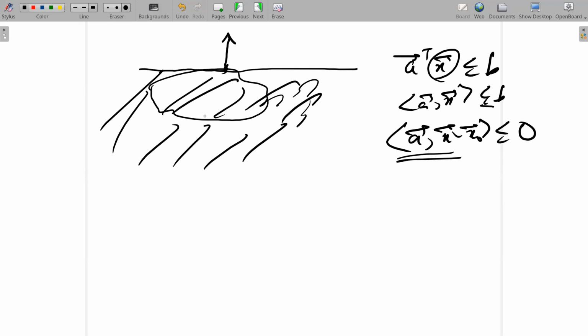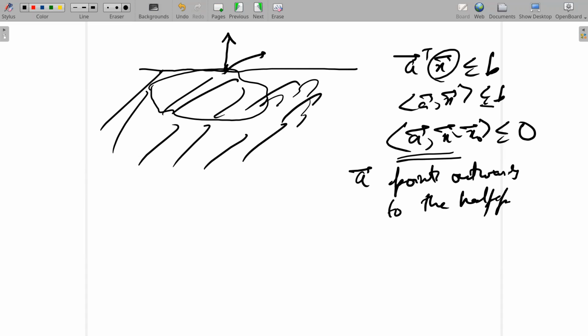So now if this is defining this half space, this A has to point outwards. So A points outwards to the half space. So this is X naught. Okay, then I'm using two arrows. So this is actually the normal arrow. Okay, let me just use a red line. So this is X naught. This vector right here is X naught.